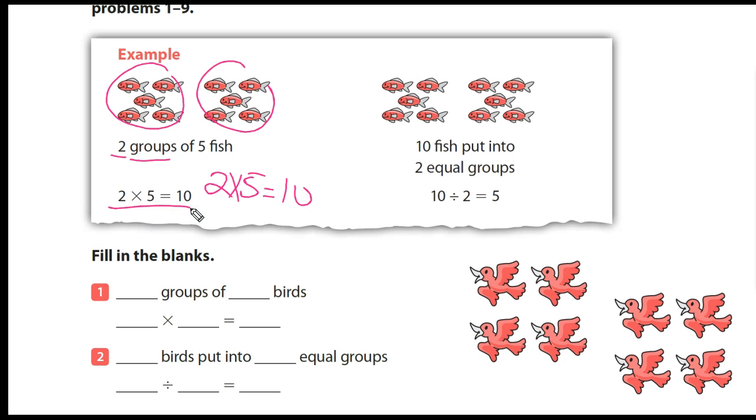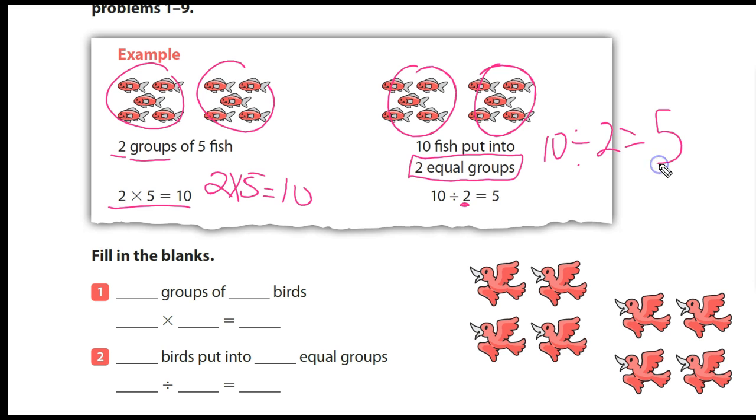Okay. So since I know what's the total? 10. Okay. How many groups do I have? Okay, we want to make sure that we think before we answer. I have 2 groups, plus that's what it says. And look, I have 2 equal groups. 10 divided by 2 is what again? 5. So these 2 are related to each other because they're part of the same fact family.